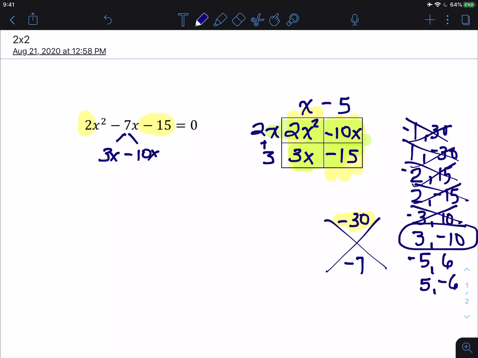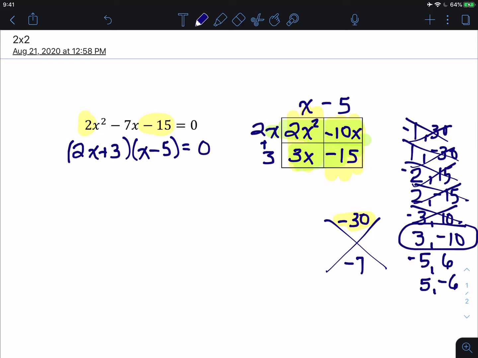So now what I've done is I've factored that quadratic into its two factors. 2x plus 3 is one, and x minus 5 is the other. And I could go back and multiply to check that it's right. 2x squared plus 3x minus 15x minus 10x minus 15. That's good.